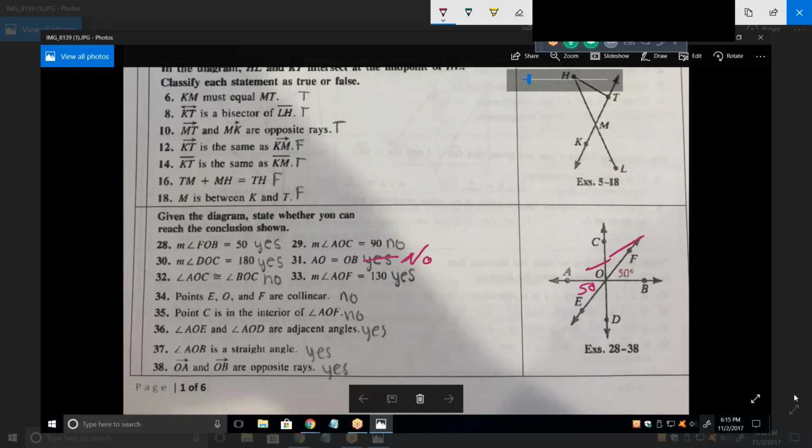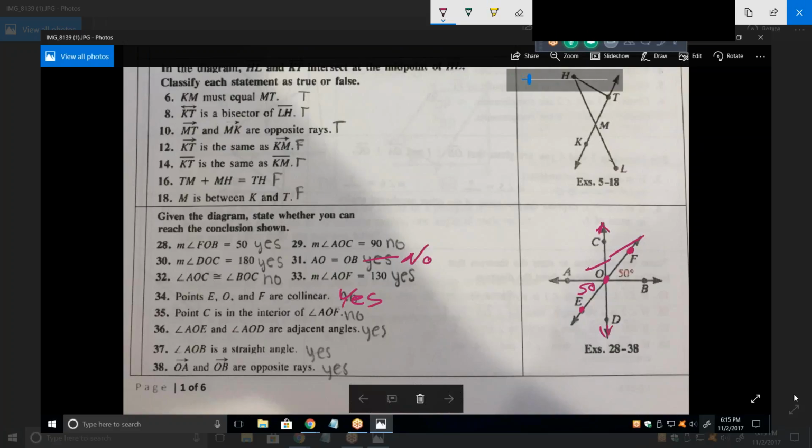Points E, O, and F are collinear. They are. They are on the same line. That's what collinear means. I'm assuming that every line we're looking at here is a straight line. In other words, all of these require you to understand that they're straight lines. And that's probably what these arrows on each end indicate. CD is a straight line. Okay, so that's a yes. They are collinear.